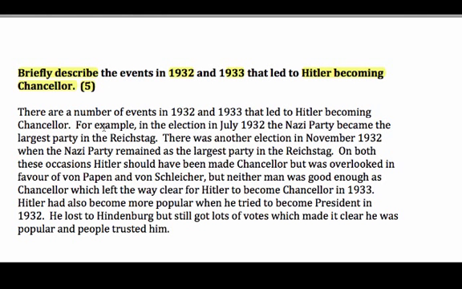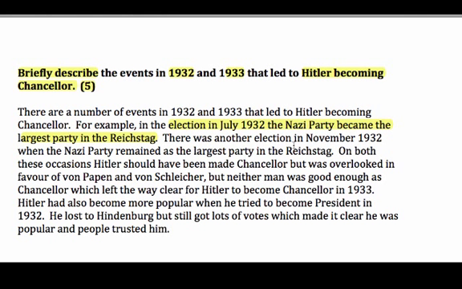And here come some of the marks they pick up. For example, in the election in July 1932, the Nazi Party became the largest party in the Reichstag. So there is where I'm giving them their first mark. It's a really good key fact, backed up by a date there. Election, July 1932, they become the largest party.